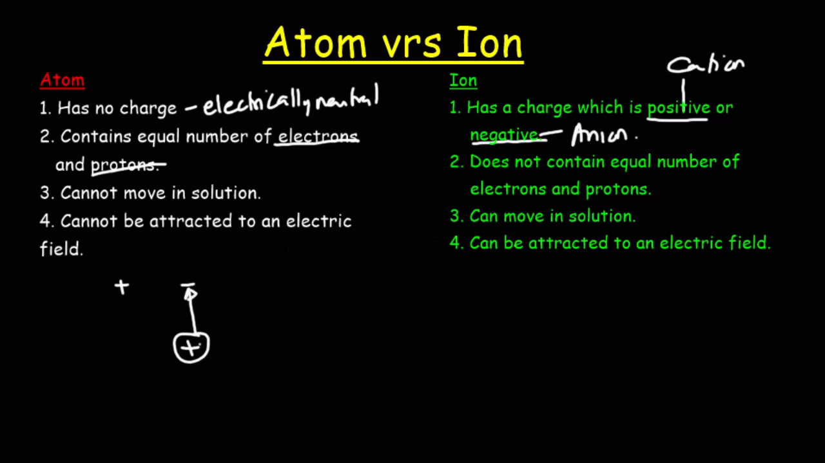On the other hand, an ion can be attracted to an electric field. So, if I have the positive and negative part of the electric field and I'm bringing an ion which is positively charged, it will be attracted to the negative part of the field. But if the ion is negatively charged, it will be attracted to the positive part of the electric field. And so, an ion can be attracted to an electric field.